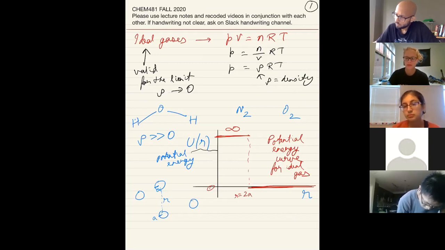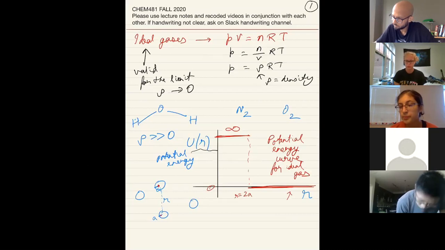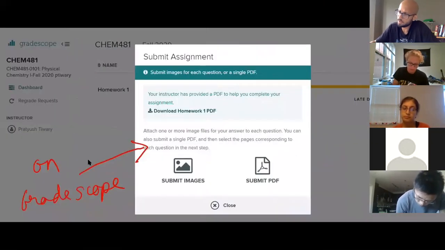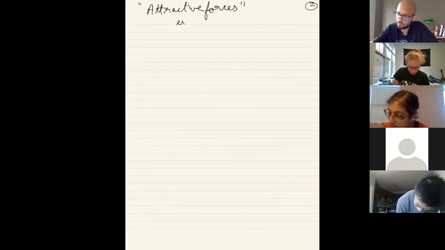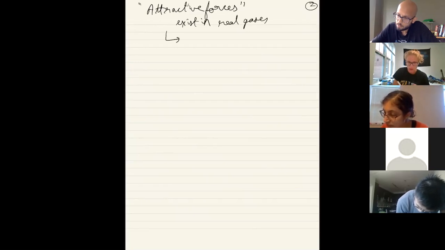So if the two molecules are further than 2A apart from each other, so I'm talking about the center of mass distance, they practically don't feel each other. And when they come close, they just say, go away, don't come close. But this is not realistic. Most realistic systems tend to have something called attractive forces. The molecules tend to attract each other. The origin of attractive forces can be quite varied. They could come from hydrogen bonding.